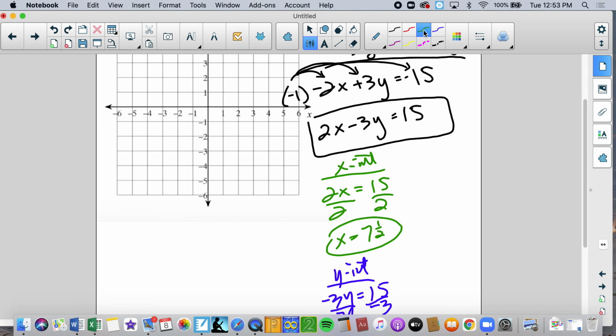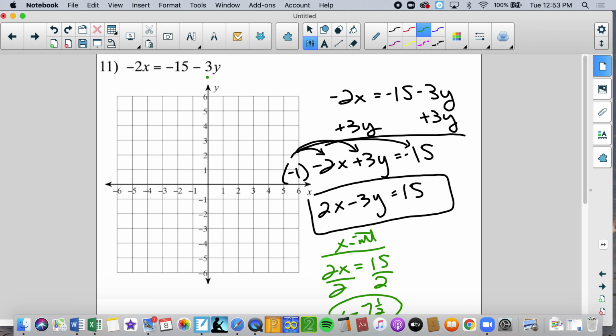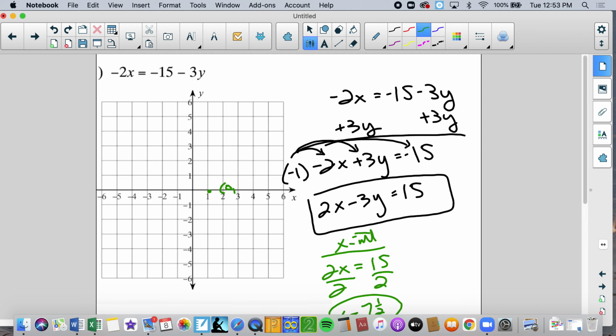So I'm going to graph them. My x-intercept is 7 1/2. Ran out of space. 7 1/2 is about there. That's not my x, first of all. That's my y. 7 1/2. Running out of space again.